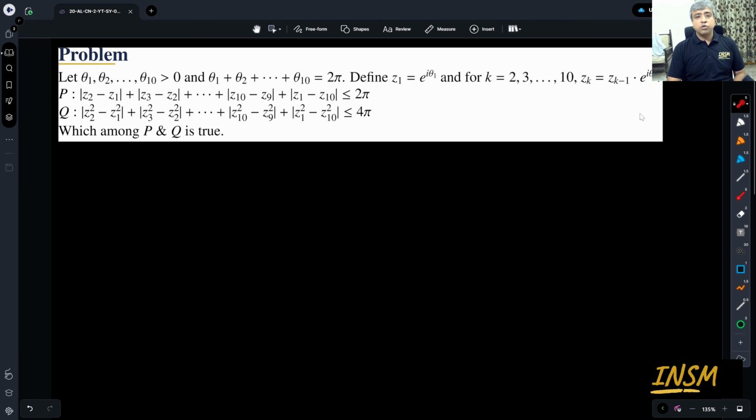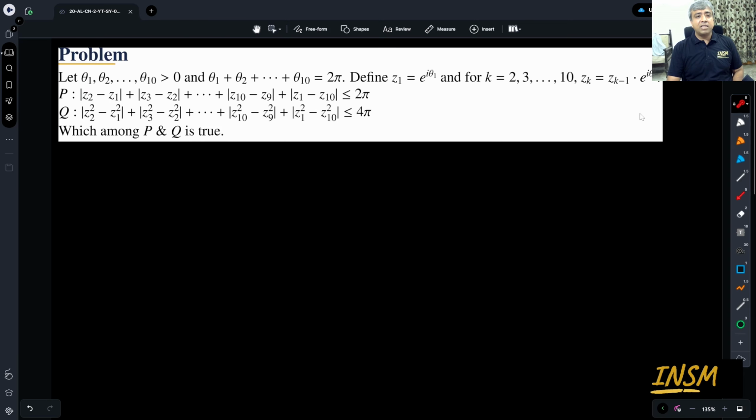Okay, so this was, I think, one of the easiest problems that I saw, but the makeup of the problem is such that people might leave it at first instance to solve other problems. So let's see the problem, then we'll discuss it.